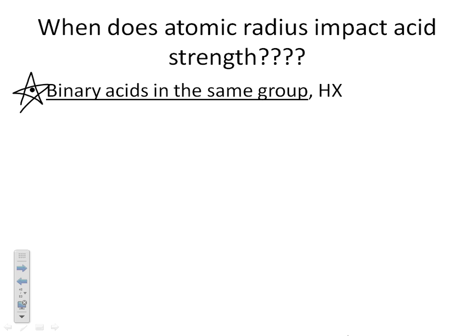Binary means two elements. Binary does not mean two atoms. Water is a binary compound because it contains two elements. However, it contains three atoms. We still call it binary because it only has two elements. So all of our binary acids are going to look like HX. Maybe it's H2X, maybe it's H3X, but they're all going to look like that. There are only going to be two elements total. And it's when we're comparing acids where the X bit would be within the same group if you take away the hydrogen.